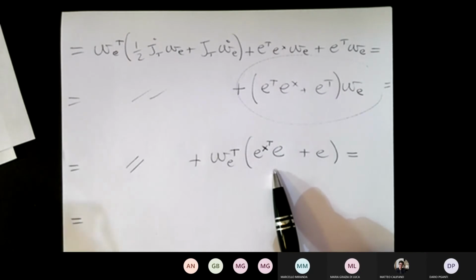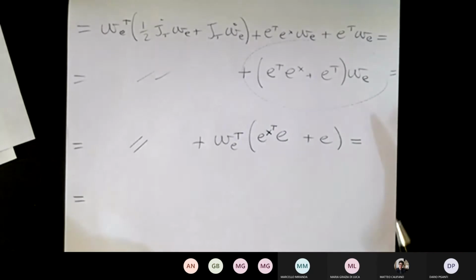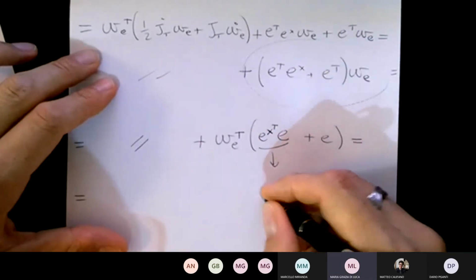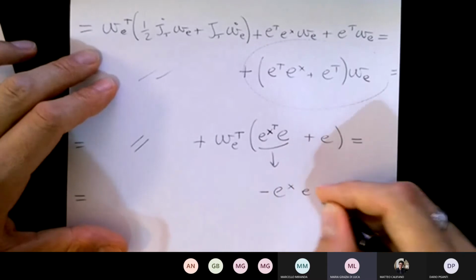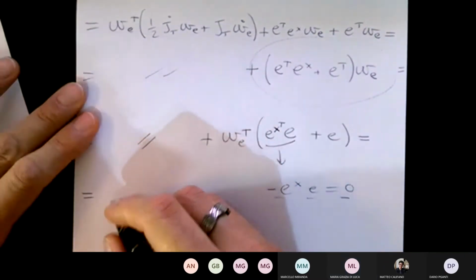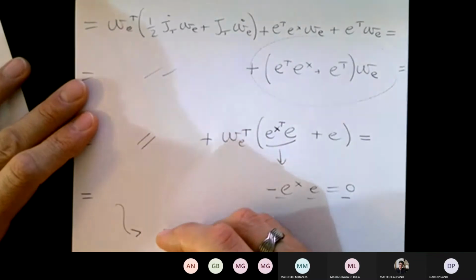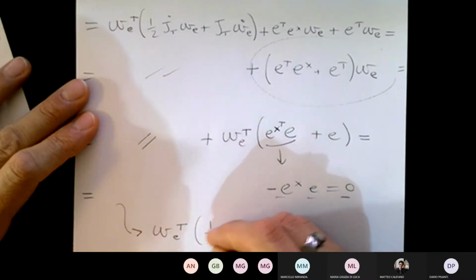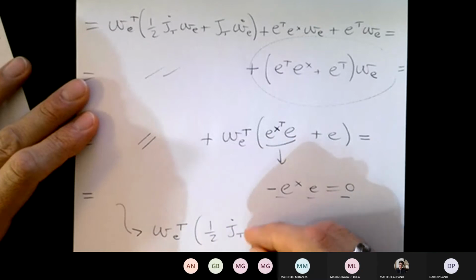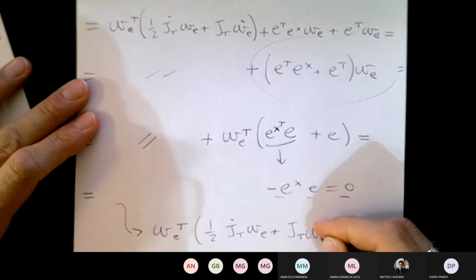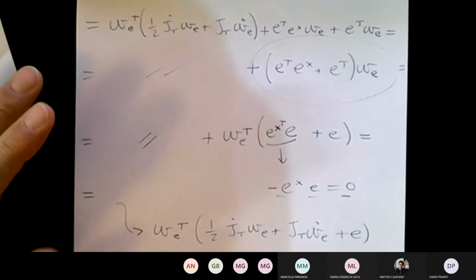What is the transpose of the skew-symmetric matrix? It's minus the vector product, so it's minus E cross E, which is 0. Good. So I'm left with omega E transpose, that I can collect: 1/2 J_T dot omega E plus J_T omega E dot, plus E.